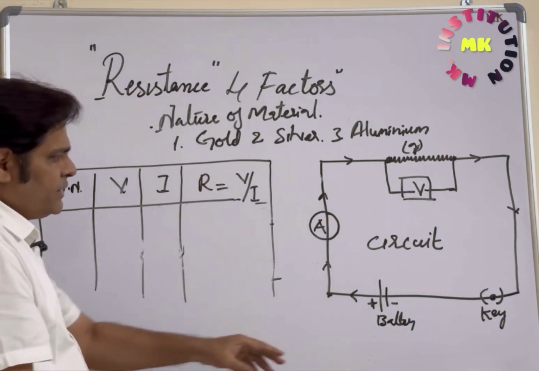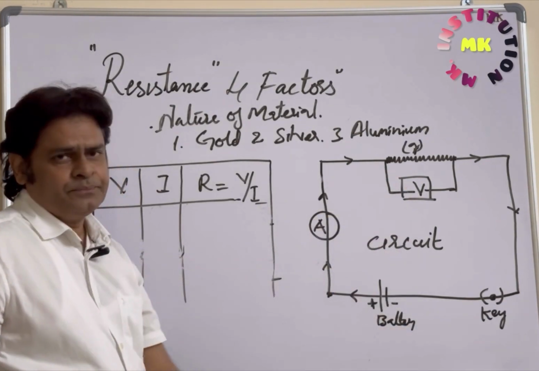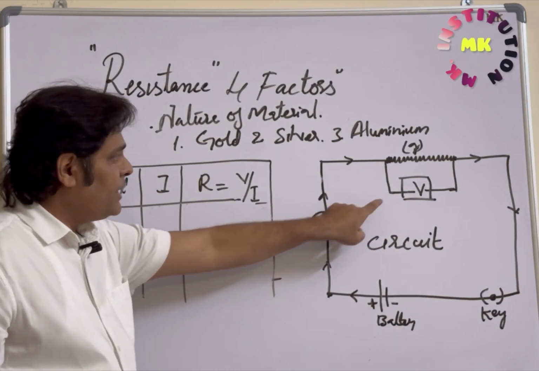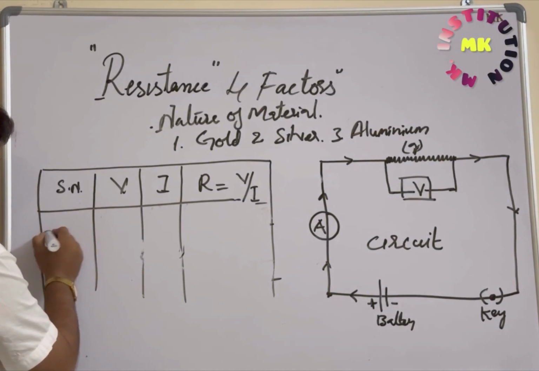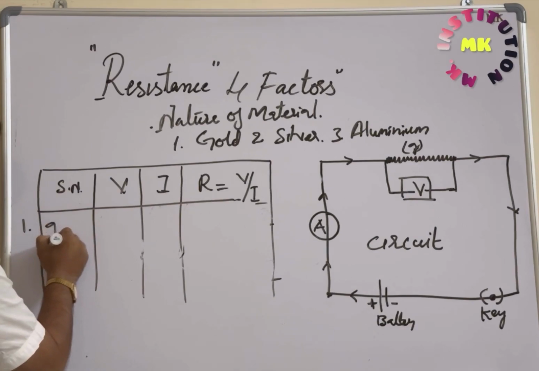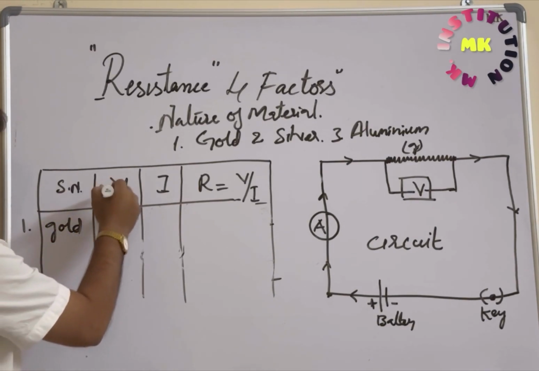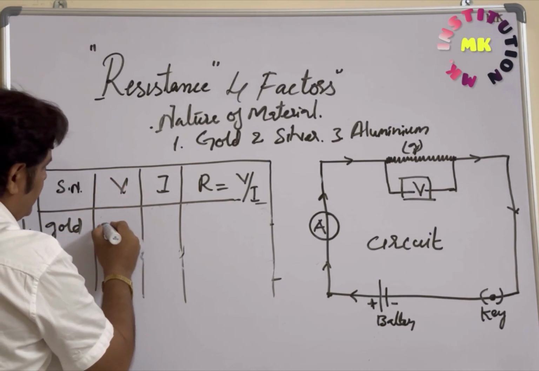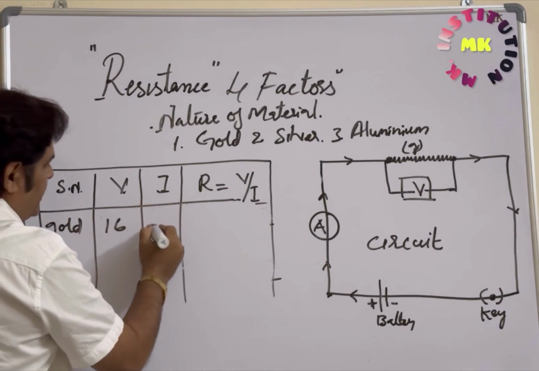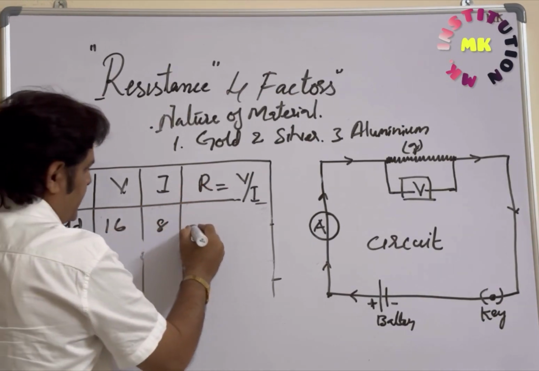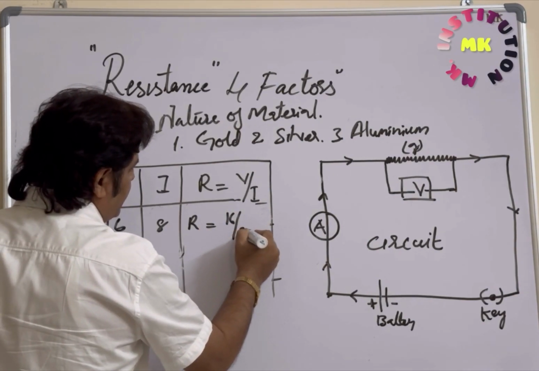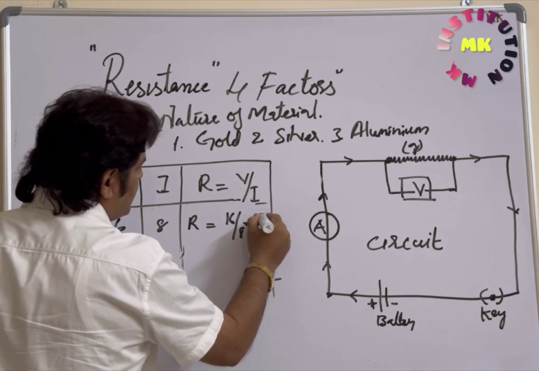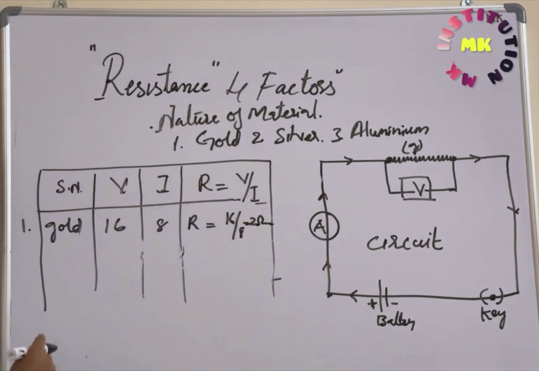Now note down the reading, switch on the key. Now the current starts. Note down the current and voltage, note down both. So in the first serial, what did we keep here? Gold. First one we kept gold. Here you got 16, and this one is 8. Then find the resistance. How much are you getting now? 16 by 8, so 2 ohms. You got 2 ohms here.